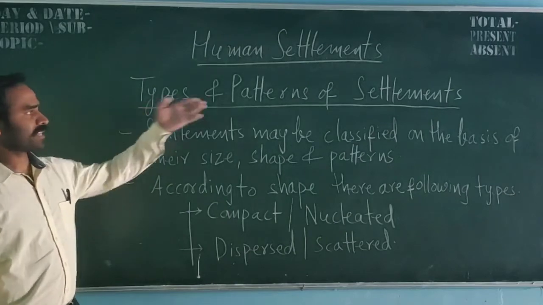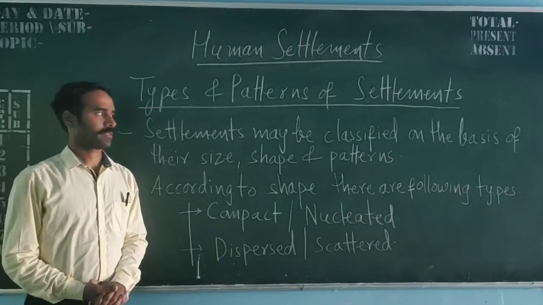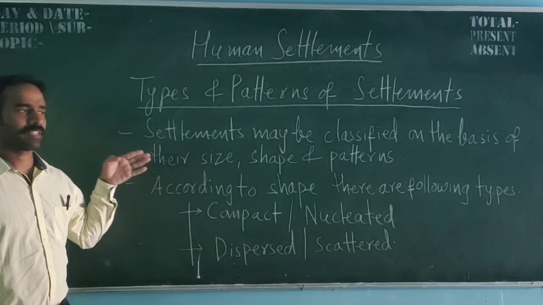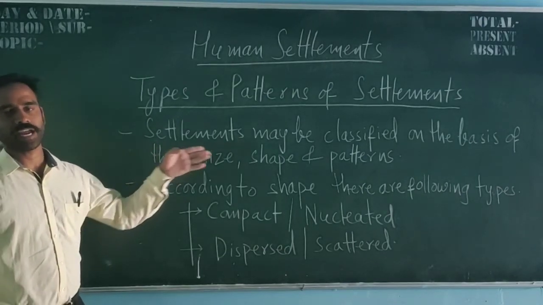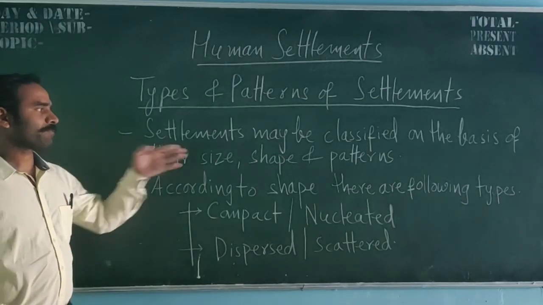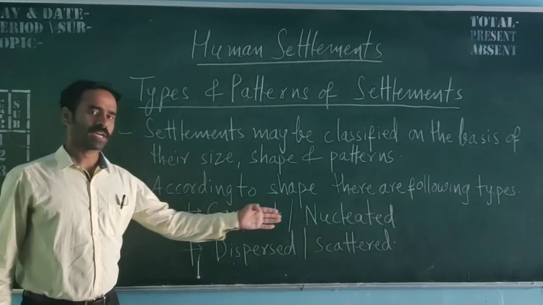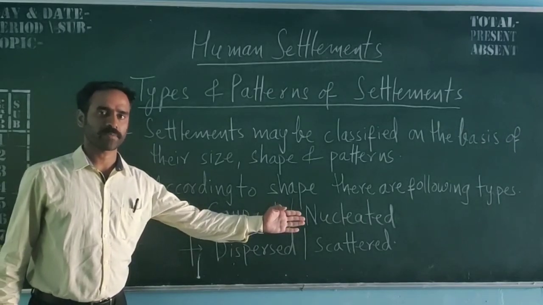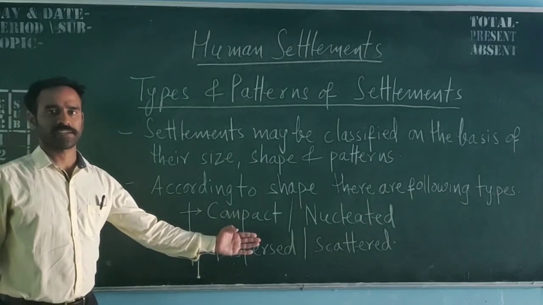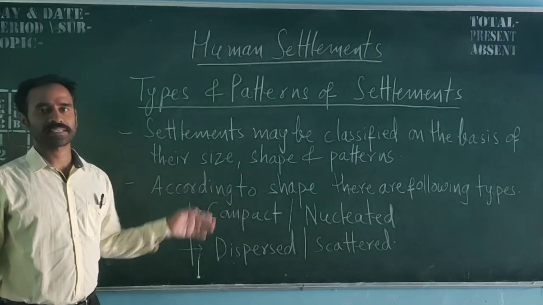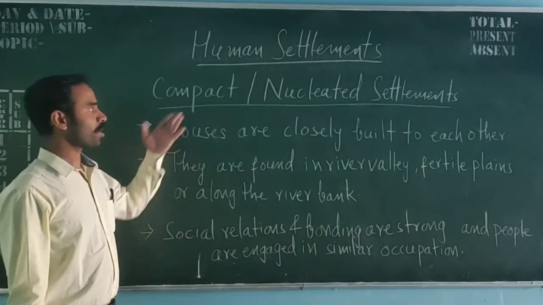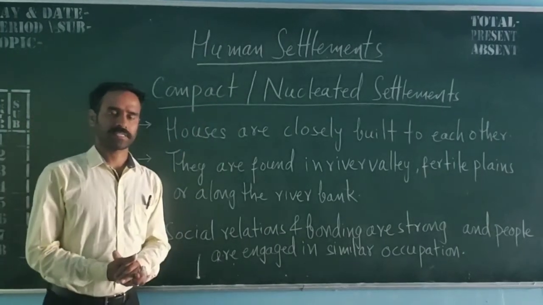Now, the types and patterns of settlements. Settlements may be classified on the basis of their size, shape, and patterns. According to the shape, there are the following types: the compact or nucleated settlements and the dispersed or the scattered settlements. Let's discuss these types. First of all, the compact or nucleated settlements.